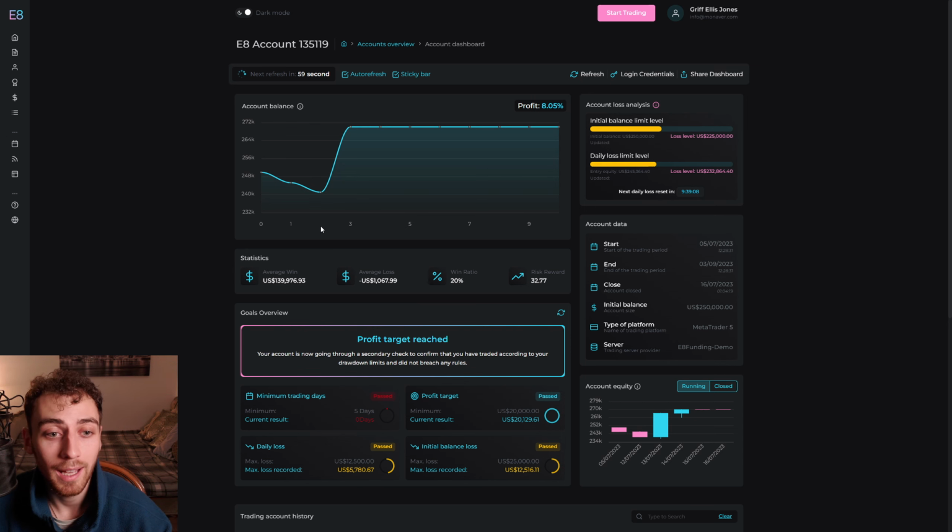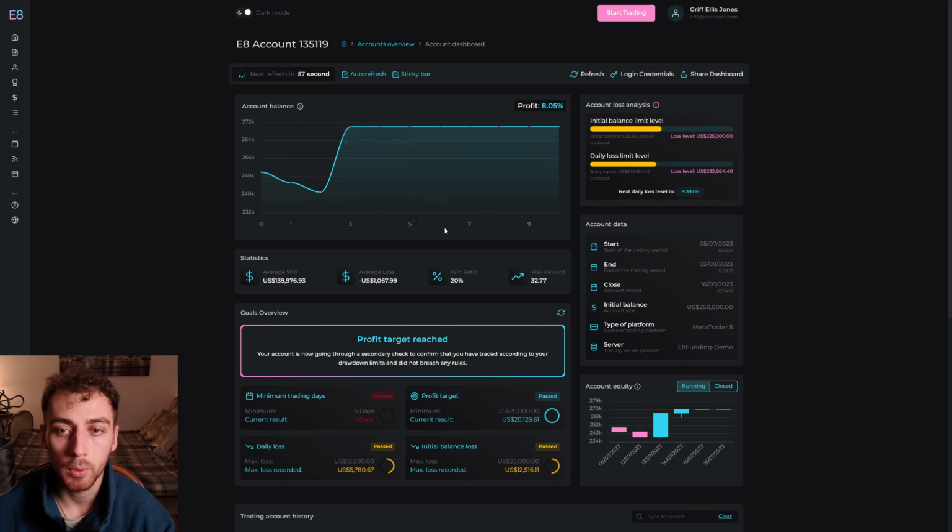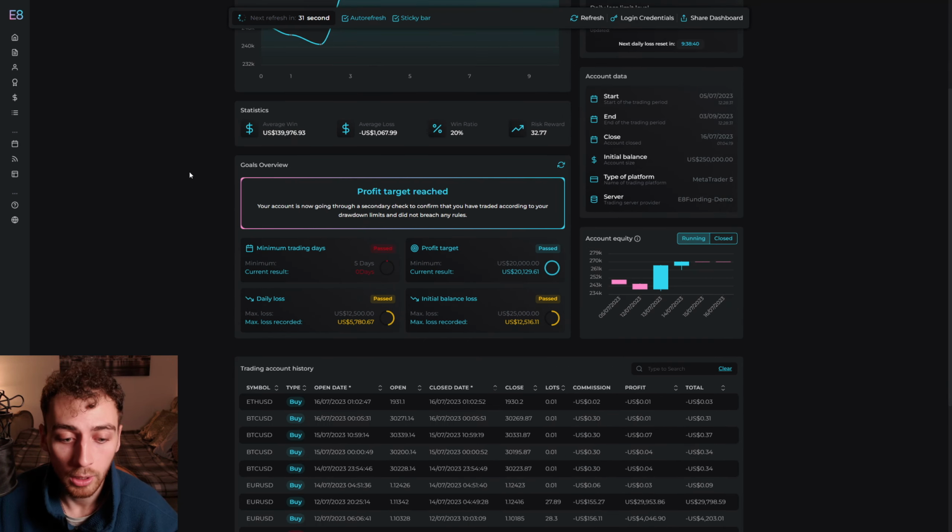So you can see I actually passed this challenge very quickly. Phase one on E8, I think, is an 8% profit target. And I was actually using 1.5% risk at the time on my phase one challenges just because of the time limit. So now I do 1% risk per trade, but at the time I had so few setups, I had to make the few setups I took count. So I would do 1.5% risk because I would always fail challenges because I'd run out of time. Thankfully, I don't really fail challenges anymore at all.